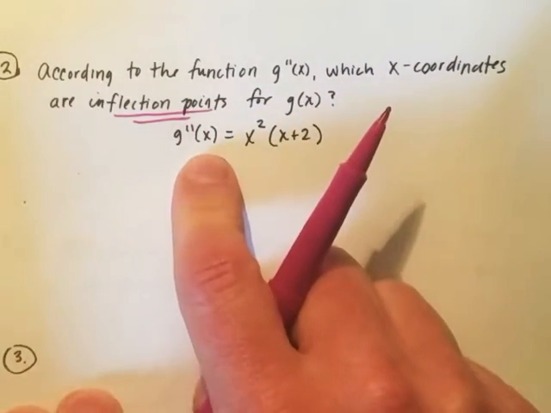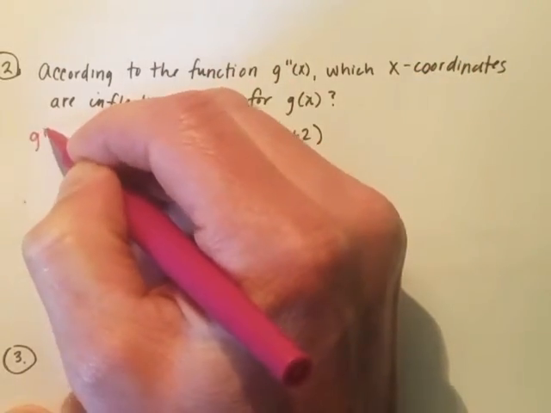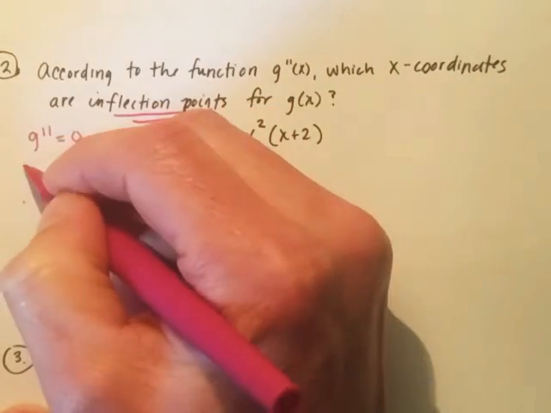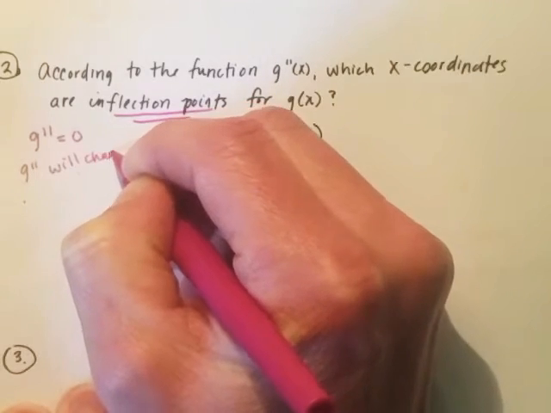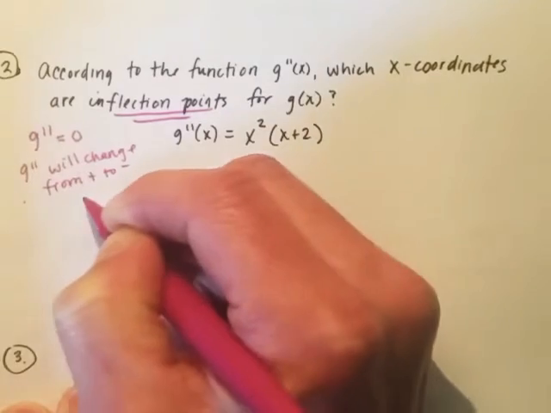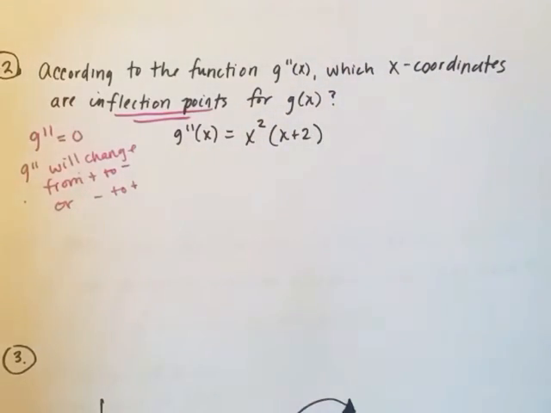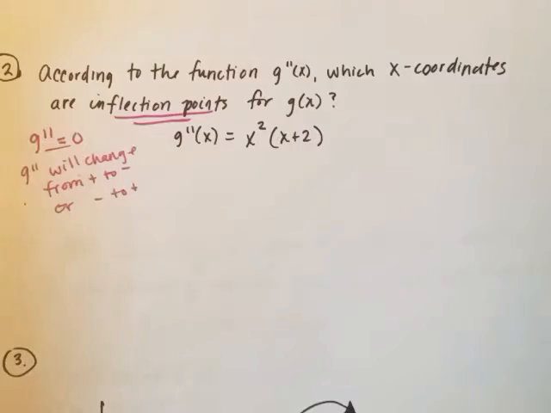We know that that's where it changes concavity. So an inflection point will have two things in common. The g double prime will be equal to 0, and the other thing we know is that g double prime will change from positive to negative or negative to positive. So we actually have to know, okay, is it changing concavity, concave up to concave down, vice versa, and will it have a double prime value of 0?